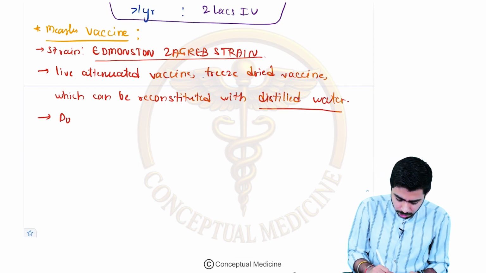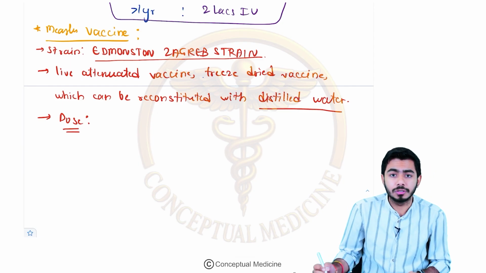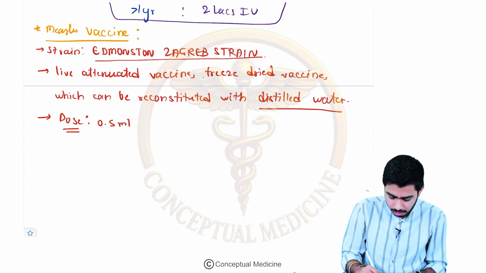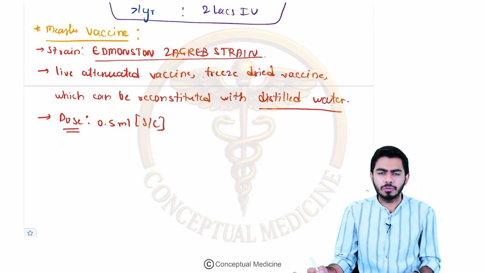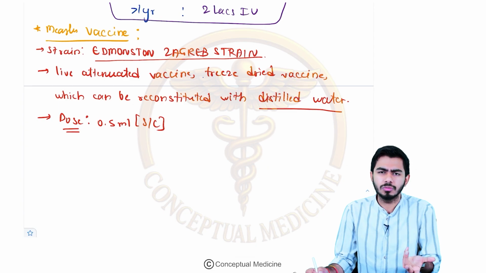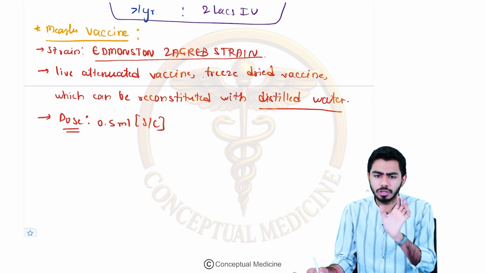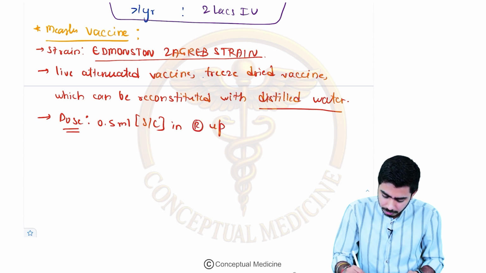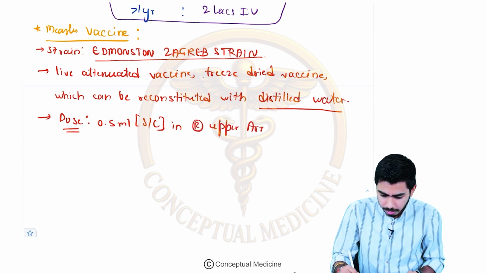But what is the dose of these vaccines? It is the same, 0.5 ml subcutaneous, which I told you for the chickenpox vaccine also. So nothing new here. 0.5 ml subcutaneous will be given in the right upper arm.